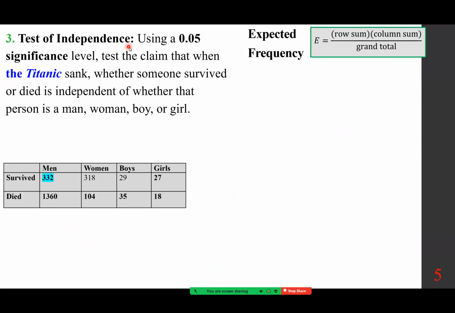Test of independence. Using a 0.05 significance level, test a claim that when the Titanic sank, whether someone survived or died is independent of whether that person is a man, woman, boy, or a girl. And here's the table that is giving us the information. So how many men survived? 332. Women, boys, girls. How many died? That's the given information.